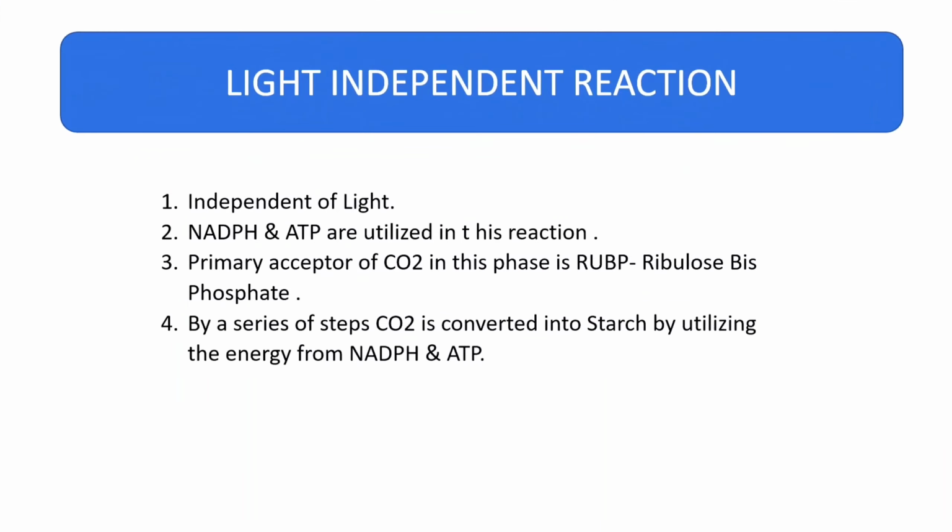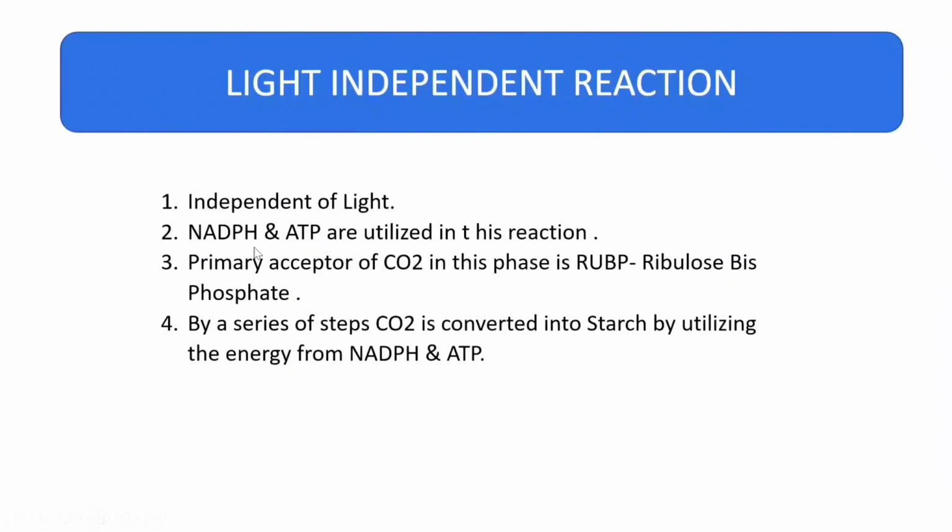The next step is light independent reaction. It is independent of light, which means this reaction does not require the presence of light. This is also called dark reaction. But the term dark reaction or light independent reaction does not mean that they occur when it is dark at night. This light independent reaction or dark reaction takes place in stroma of the chloroplast.